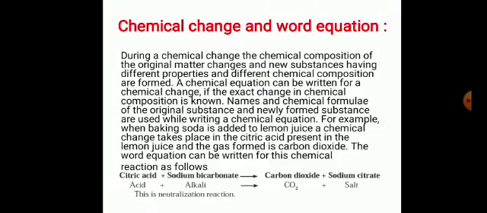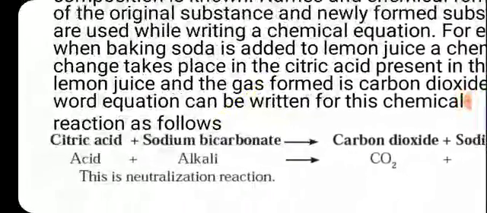Children, you can see here original substances are written on the left hand side. Citric acid and sodium bicarbonate, these are the original substances and they are written on the left hand side of the arrowhead, and the newly formed substances are written on the right hand side of the arrow, and this direction of arrow shows that a new substance has been formed at the right hand side, and the left hand side shows original substances.